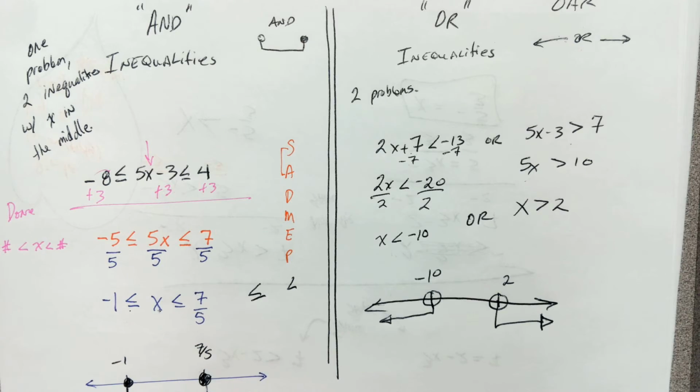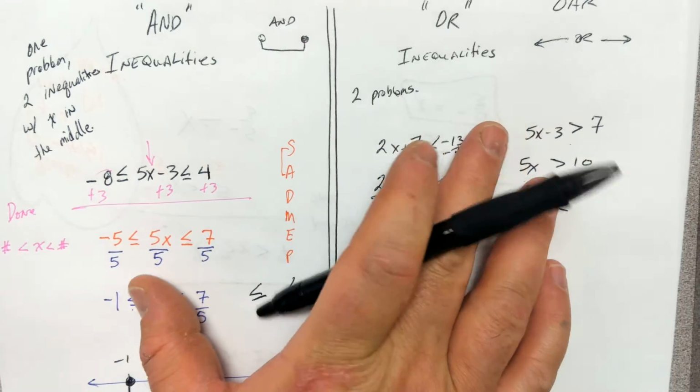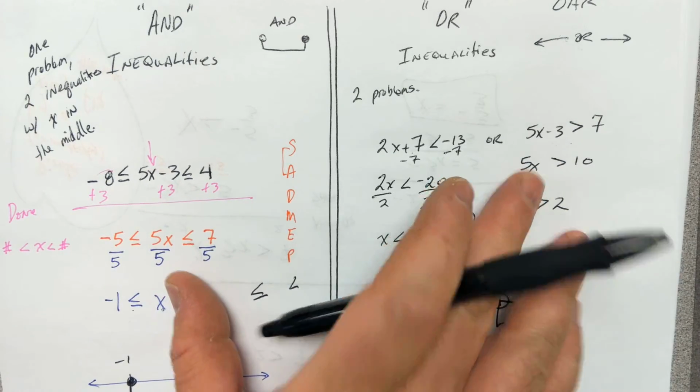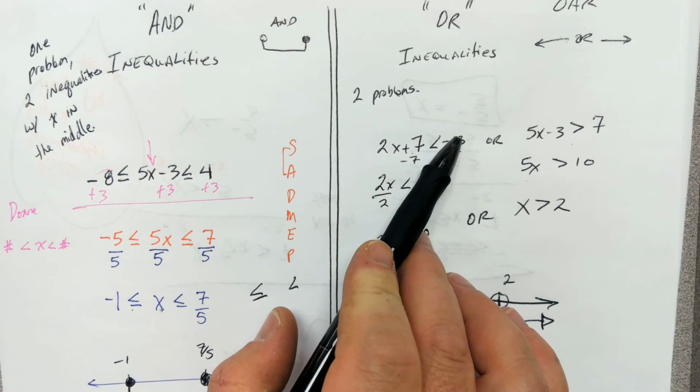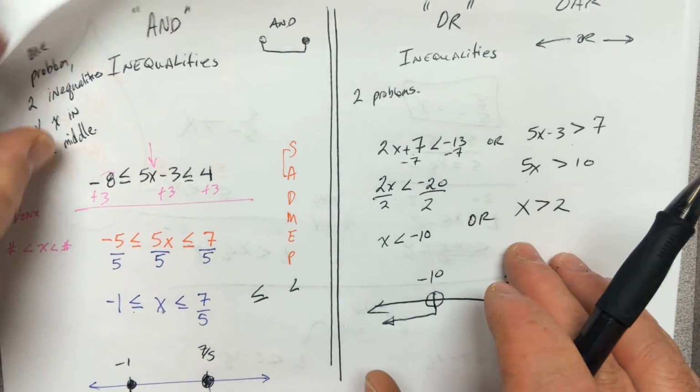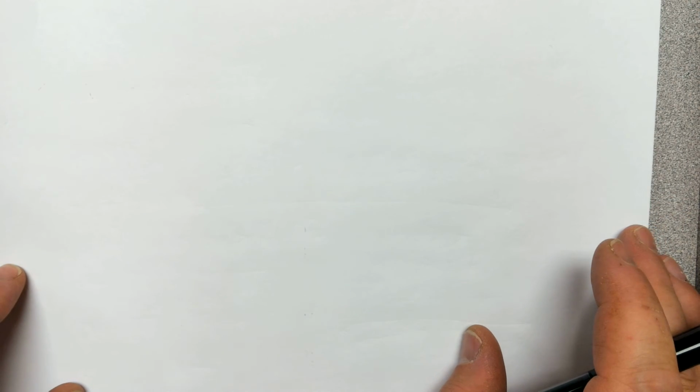Well, the nice thing about these is, especially for this class, and is going to be like this, and or is going to be like that. So it's pretty straightforward. All right. So let's try one of each, okay? Let's see how this goes.